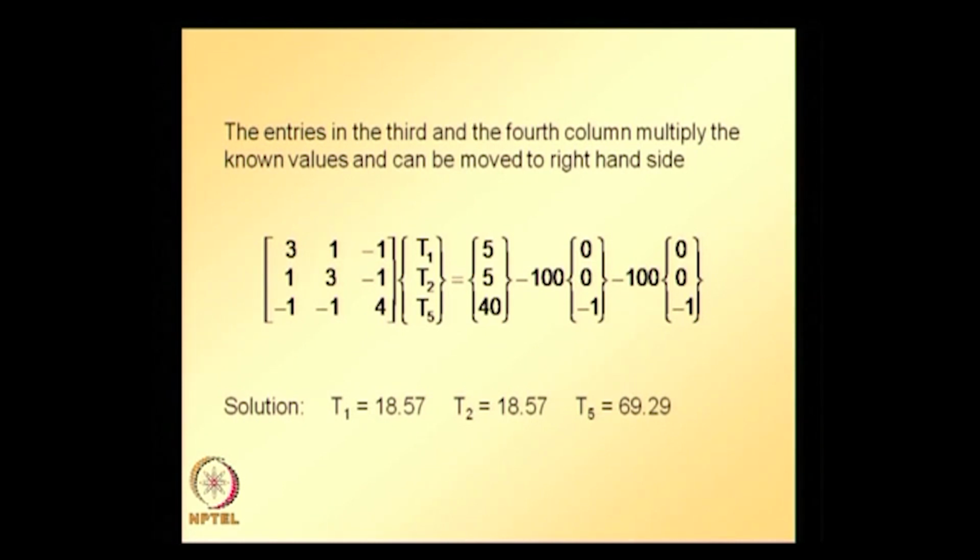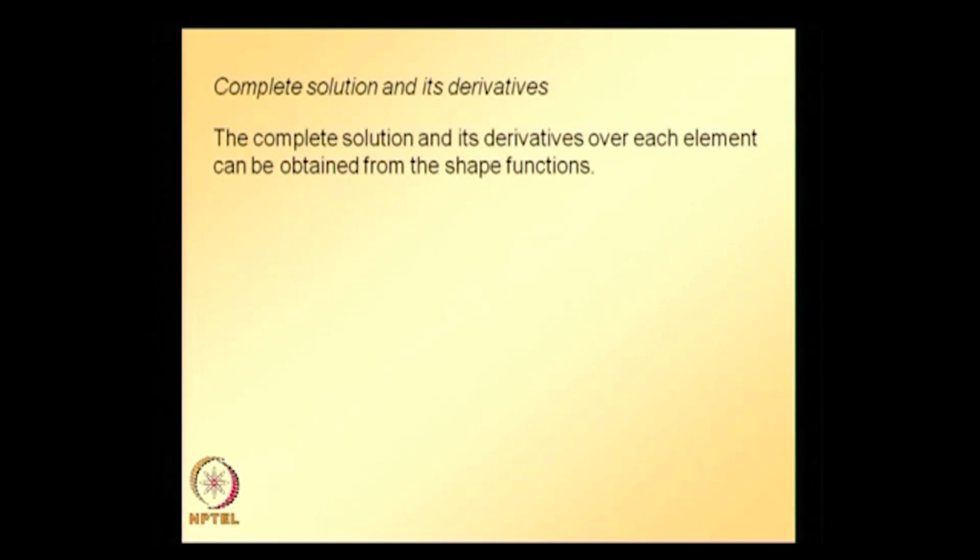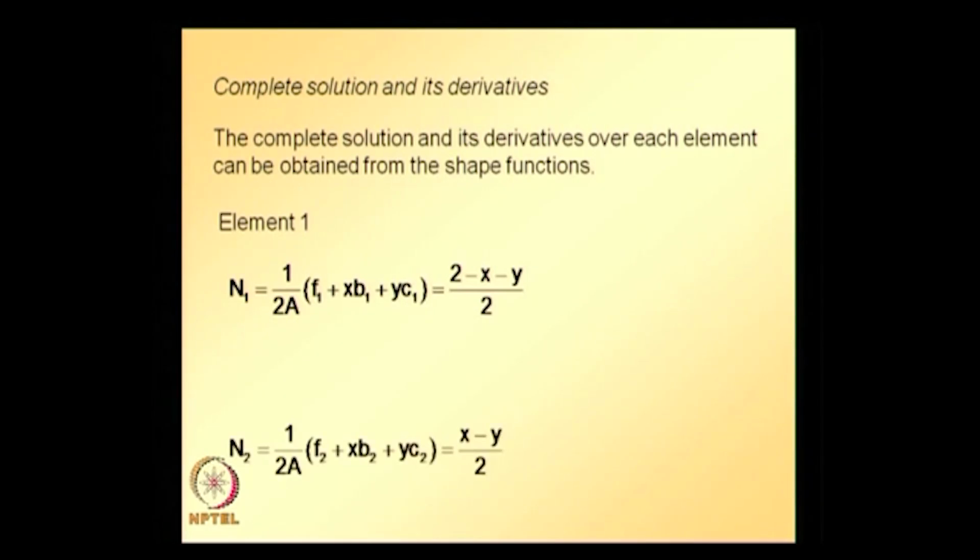So, once we obtain the solution for T1, T2 and T5, we can go to each element and do post processing. The complete solution and its derivative over each element can be obtained from the shape functions. So, the shape functions corresponding to element 1 are N1, N2 and N3. T at any point in the element is given by N1 times T1 plus N2 times T2 plus N3 times T3.